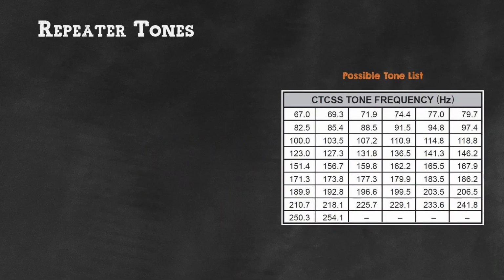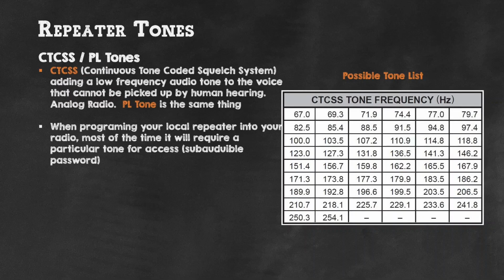More things to know are, what are the tones? Here are the possible tone lists available for repeaters to use to program in order for you to access their repeater. What's confusing is a lot of people will say tones. Some people say PL tones, which stands for private line, came from Motorola a decade or 2 ago, or CTCSS. Well, what do they mean? They're all the same thing, essentially a continuous tone coded squelch system. They're adding a lower frequency audio tone to the voice that cannot be picked up by human hearing.